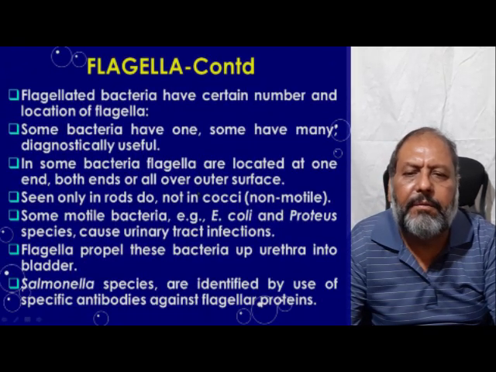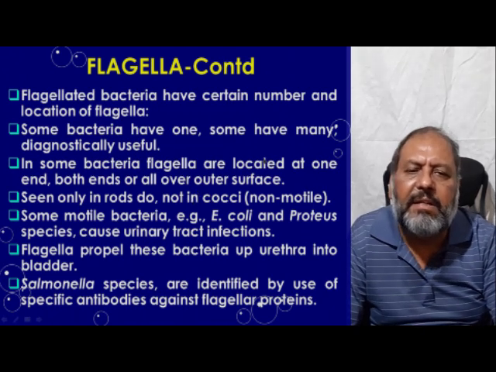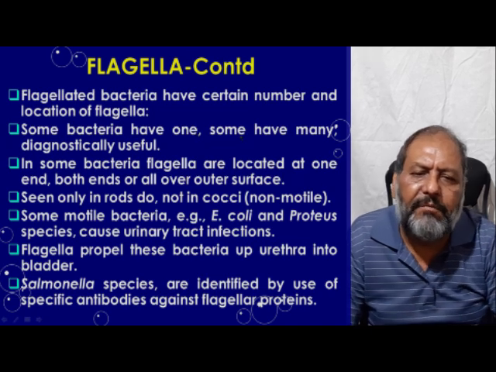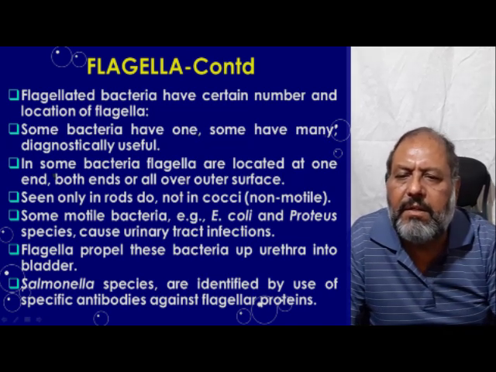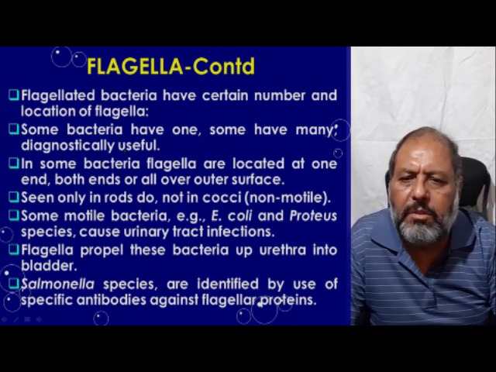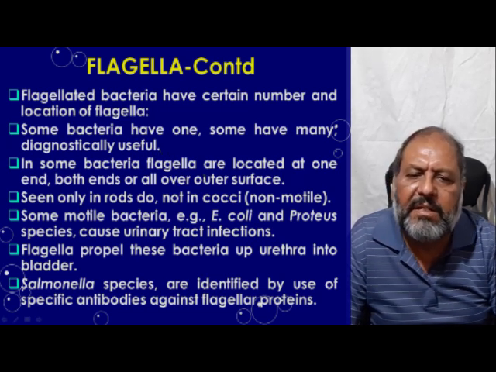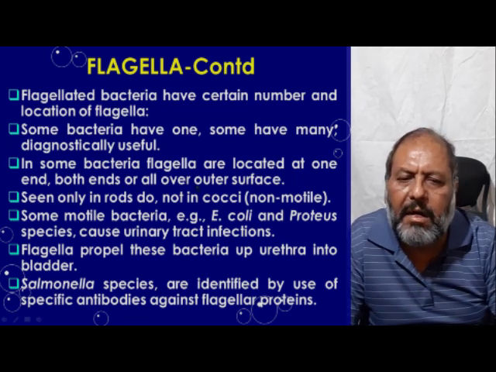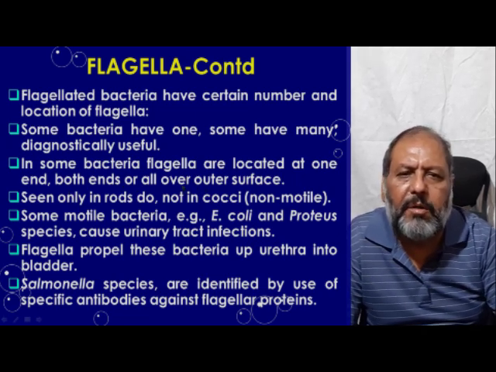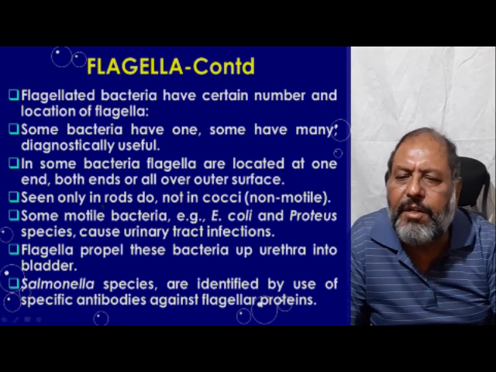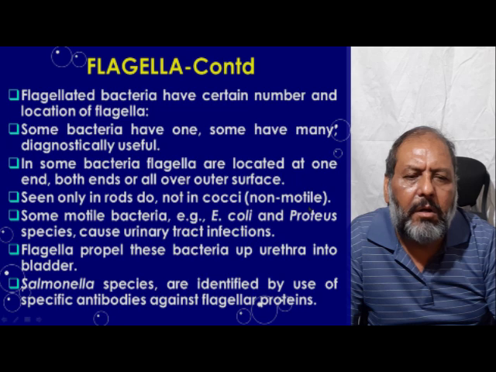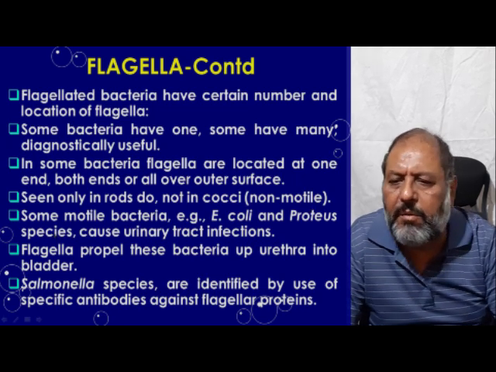to give its movement. Flagellated bacteria have a certain number and location of flagella. Some bacteria have one, some bacteria have many flagella, which are used diagnostically for the bacteria. In some bacteria, flagella are located at one end or both ends or all over the outer surface of the body of the bacteria. They are seen only in rods, not in cocci, so cocci are non-motile.